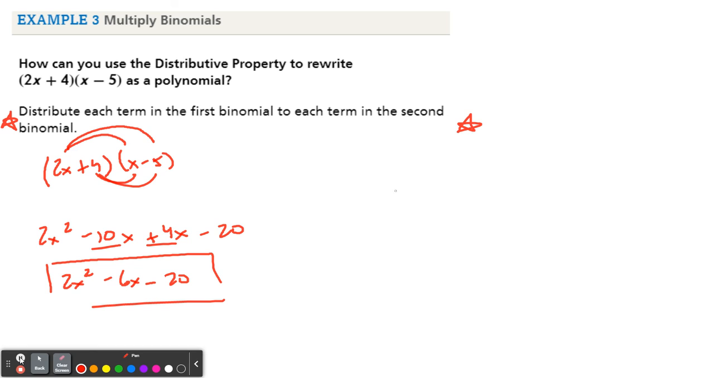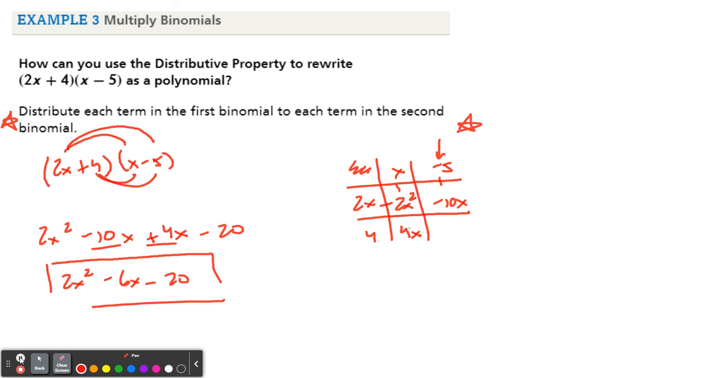Now again, if tables is the way you want to go, I'm fine. Play your tic-tac-toe game. This stays empty. 2x, x minus 5. Notice how I put the minus 5 in there. That's important, right? In the previous problems, we didn't have negatives. So if it's a negative, you have to put the negative with it. So again, multiply 2x times x is 2x squared. 2x times negative 5 is negative 10x. So now you have these negative signs, so be careful, okay? 4 times x is 4x. And negative 5 times positive 4 is negative 20.